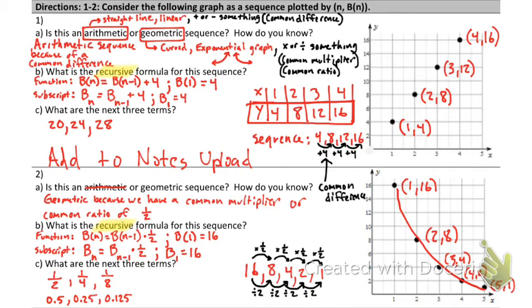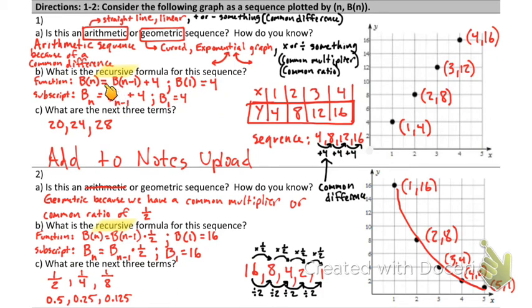Okay, so let me sum up this page. I know it's quite a bit of stuff going on. Arithmetic is a straight line in a graph. It's going to have something adding or subtracting called a common difference. When you look at the sequence, we're adding or subtracting something. Geometric is going to be a curved graph, and it's going to have multiplying or dividing when you look at the sequence. We're always going to write function and subscript notation. Make sure we're comfortable with both. This is the template for it.